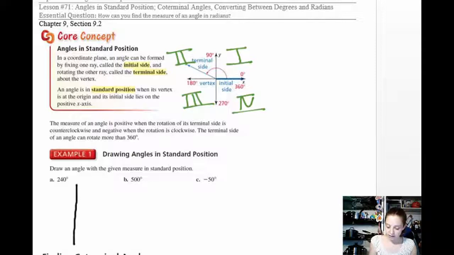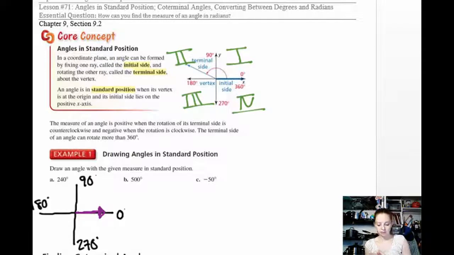So I'll begin by drawing my axes, and I'm going to label the degrees. This is 0 degrees, 90 degrees, right, because you have a right angle, 180 degrees, and 270. Now my angle in standard position, I'll draw it in purple. This is the initial side. I'm now going to rotate my terminal side 240 degrees from the initial. So 240 degrees positive is going to be counterclockwise.